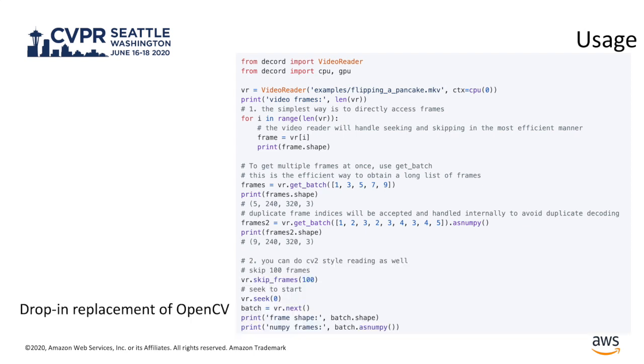In the end, I also want to mention that you can use Decord as a drop-in replacement of OpenCV. If your current pipeline is based on OpenCV, Decord also supports reading frames in CV2 style, like skipping frames, seeking frames, and taking the next frame to read the video frame. The only thing you need to do is instead of importing video reader from OpenCV, just import it from Decord, and then you can enjoy the speedup.